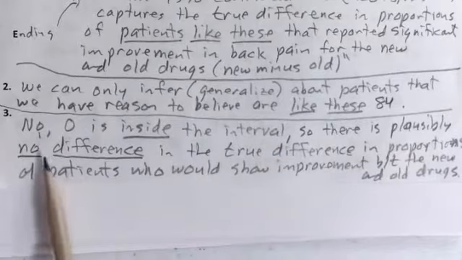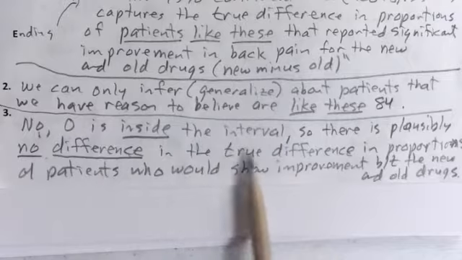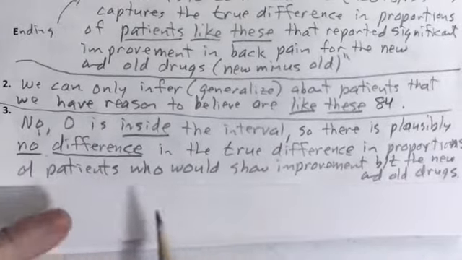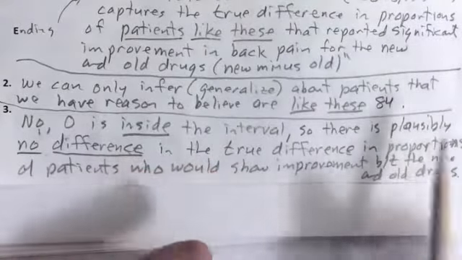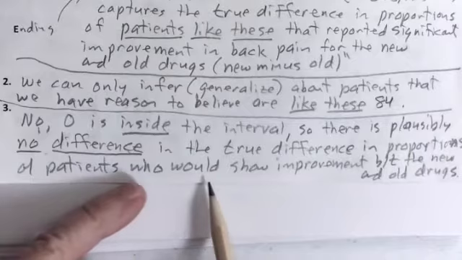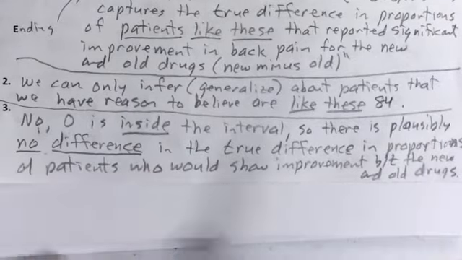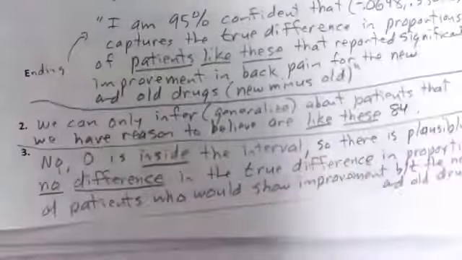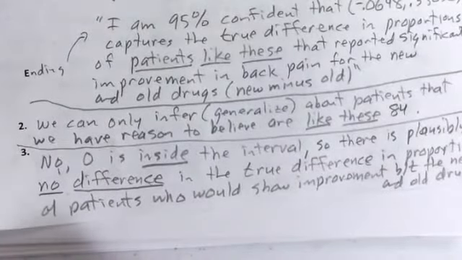So there's plausibly no difference in the true... I didn't word that well. There's plausibly no difference in the proportions of patients who would show improvement between the new and old drugs. So 0 represents no difference, and it is a plausible value. So, okay, that's it. That is two proportion Z intervals.